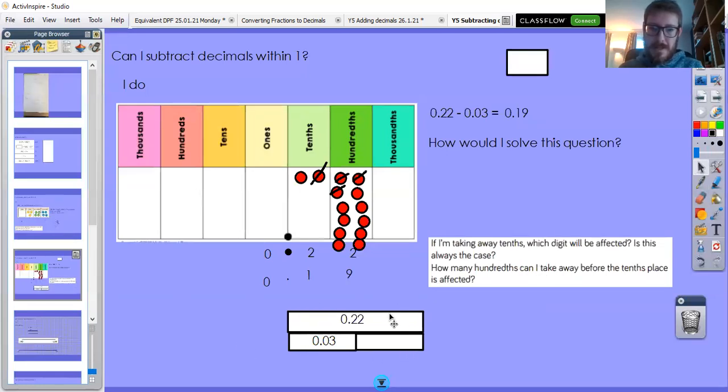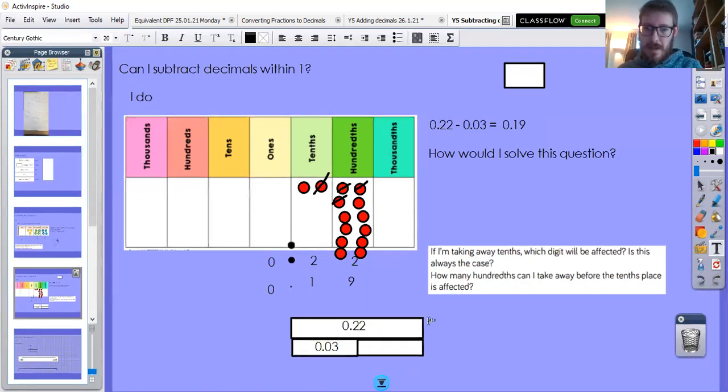Just another way of thinking about it. So if we were to represent it in a bar model, you'd think about your whole at the top as being 0.22, and you're going to take one of those parts away. So if I took away one part being 0.03, that would leave me with 0.19 left.